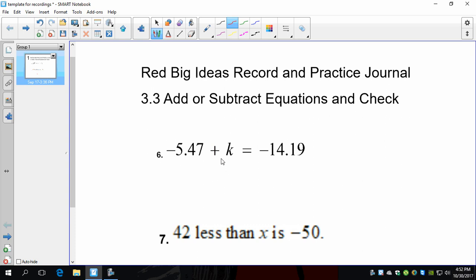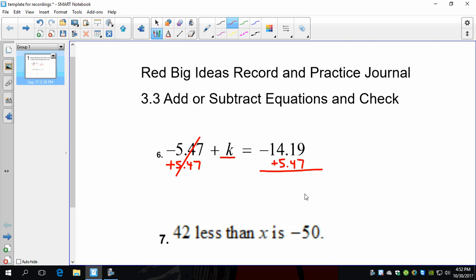The first thing we want to do is identify our variable. Our variable is k, and then we want to isolate our variable. We want to get our variable by itself. In order to get rid of it, since we have negative 5.47 plus k, we need to add 5.47. If we're adding it on this side, we need to make sure we add it on the other side. So we're going to add 5.47.